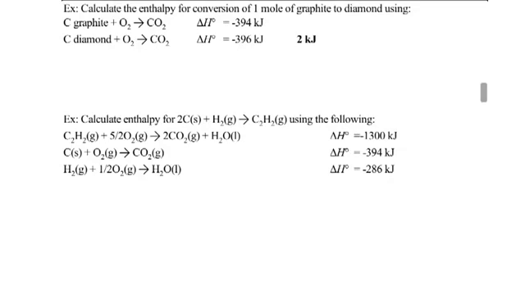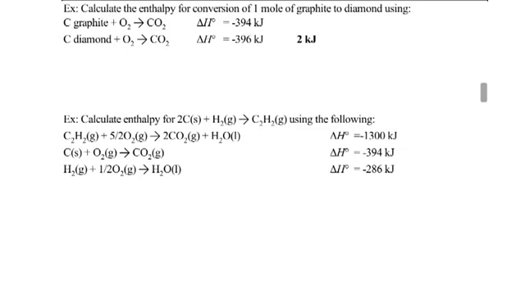So first example, calculate the enthalpy, that's heat at constant pressure, for the conversion of 1 mole of graphite to diamond using these two equations. So this is kind of like a little puzzle. When you're making a puzzle, you turn the pieces around until they fit. We're going to do that with these two equations to get what we want.